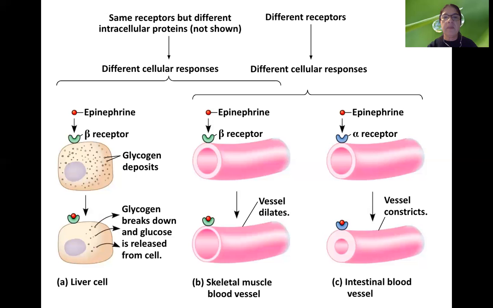How is that possible? Well, adrenaline binds to the beta receptor on liver cells and the beta receptor on skeletal muscle cells. Same receptor, however, different relay molecules. The proteins inside those cells are different and they elicit different responses. Now, the receptor that is on the intestinal blood vessels is a different receptor. So it's easy to understand why these blood vessels react differently. They respond differently to the same signaling molecule.